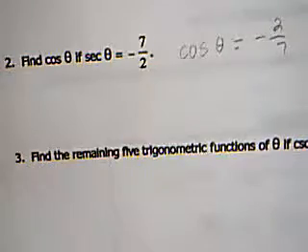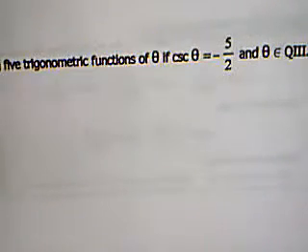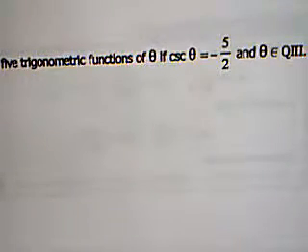Okay, number 3, this one's going to be a little bit longer. It says to find the remaining 5 trig functions of theta if the cosecant of theta is equal to -5/2 and theta is an element of quadrant 3. So theta is in quadrant 3.